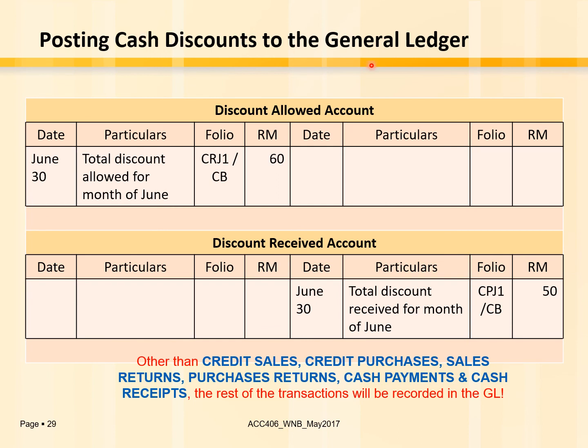Next adalah post cash discount to the general ledger. So, remember tadi kita ada bagi discount. Okay, untuk the month of June. So, the discount allowed dia kat baki dia bahagian kredit. Sorry, discount allowed adalah expenses. So, dia dekat belah debit. Okay. Debit expenses. Discount received adalah part of revenue. So, dia akan duduk dekat belah credit. Other than credit sales, credit purchases, credit return and purchase return, the cash payment and cash receipt, selain daripada tu, dia akan record kepada GL.